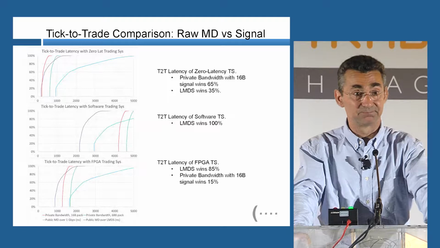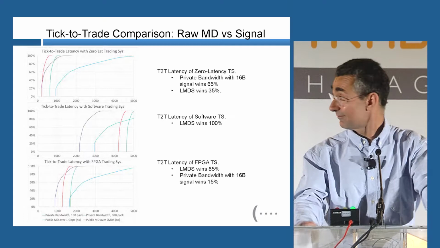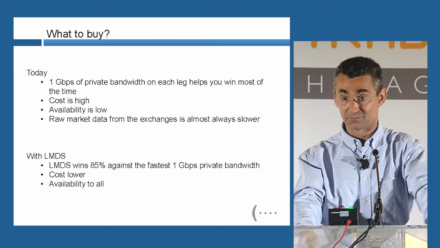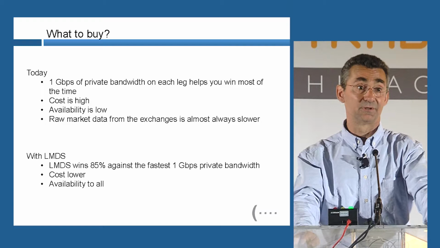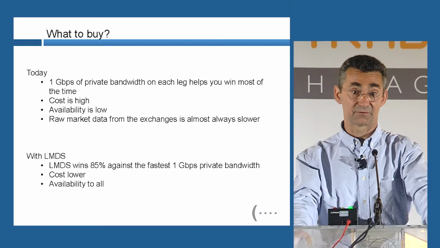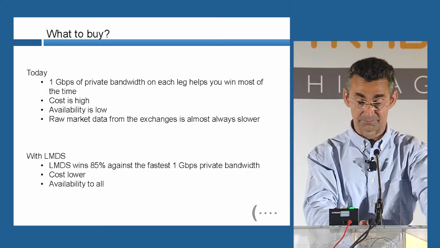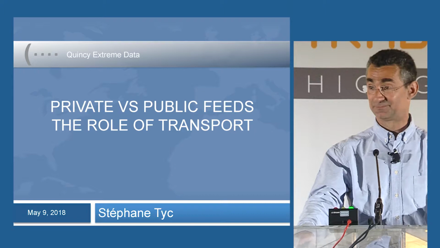With that, we hope to change a little bit what you need to buy to be the fastest. So we hope to make buying 1 gigabit just for yourself not necessary. We hope to make that available to everyone, not only the few who bought the fastest network. And we hope to have something that'll be compelling for you. I would like to rest my case on that and ask for questions.